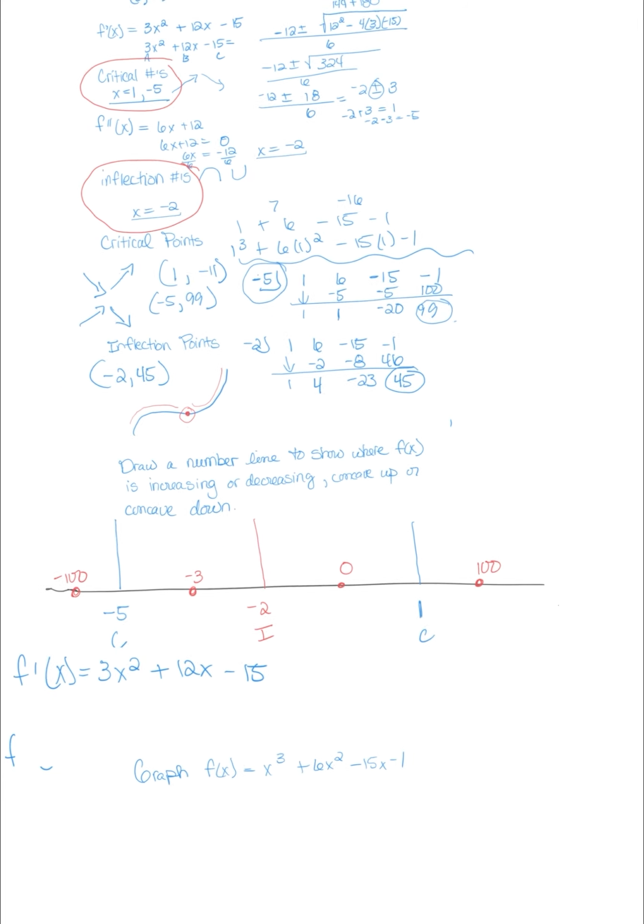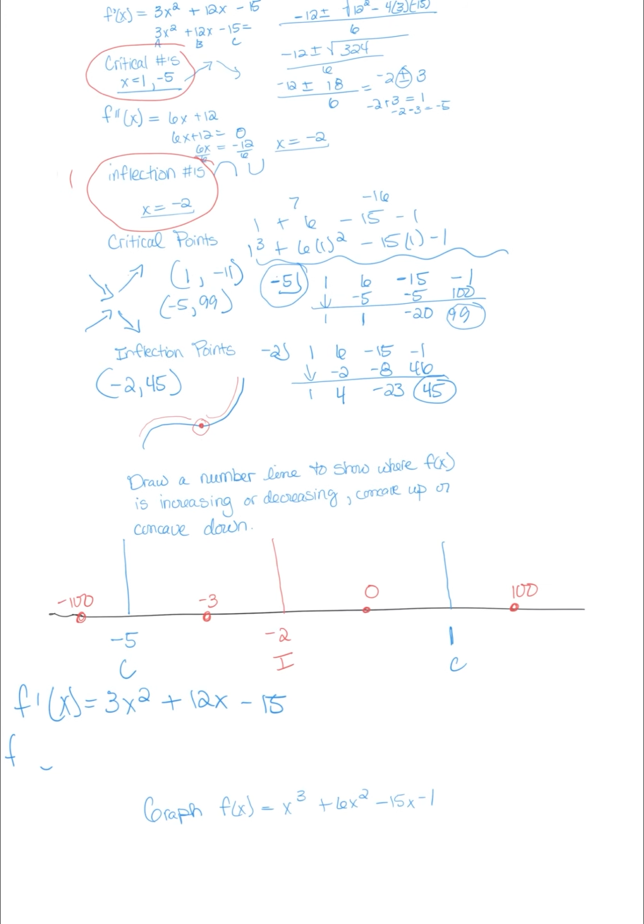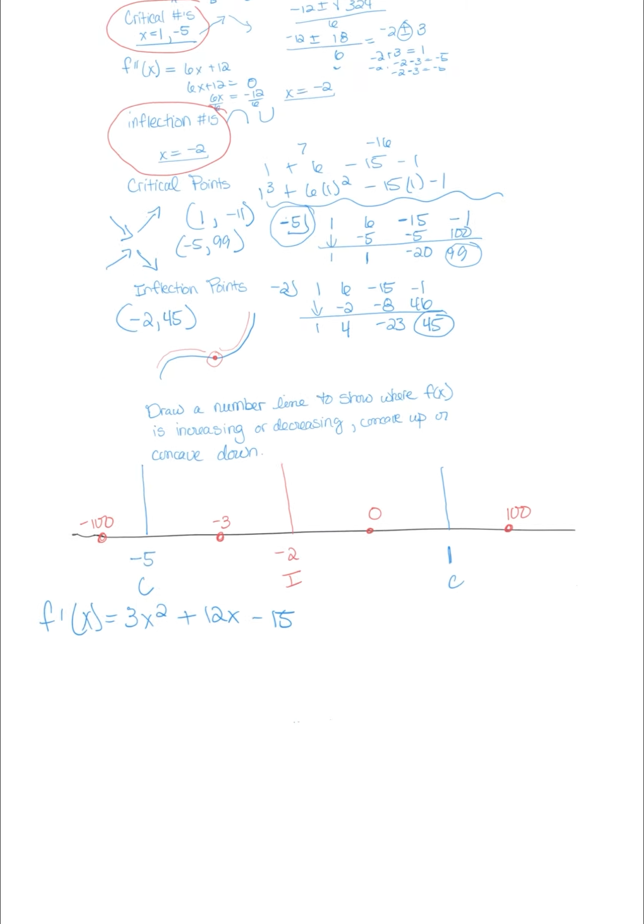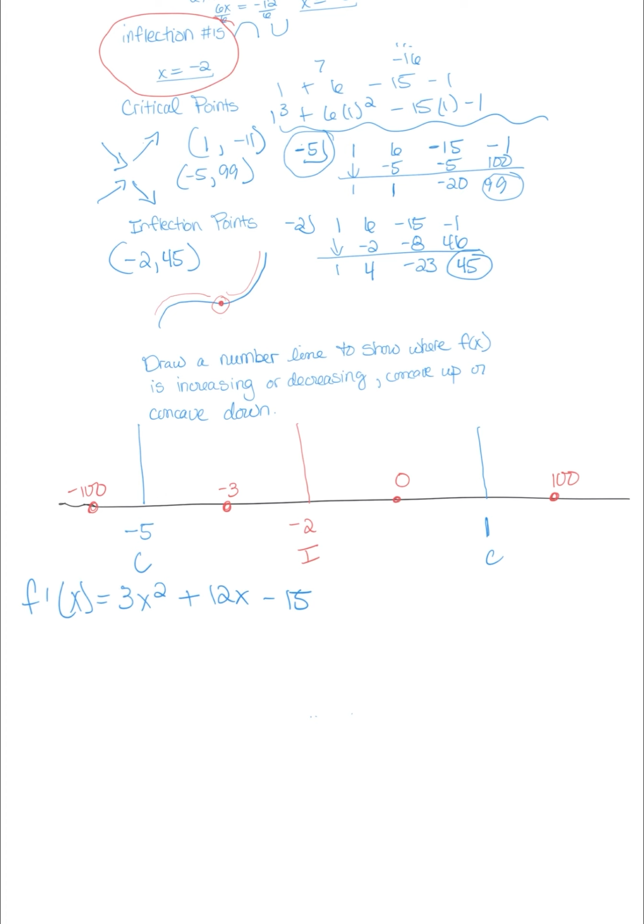All right, now I'm going to erase this so we have some room to work. We're going to plug in first and foremost -100. So f prime of -100, all we want to know is the sign, whether it's positive or negative. If it's negative, it'll be decreasing, and if it's positive, it'll be increasing.